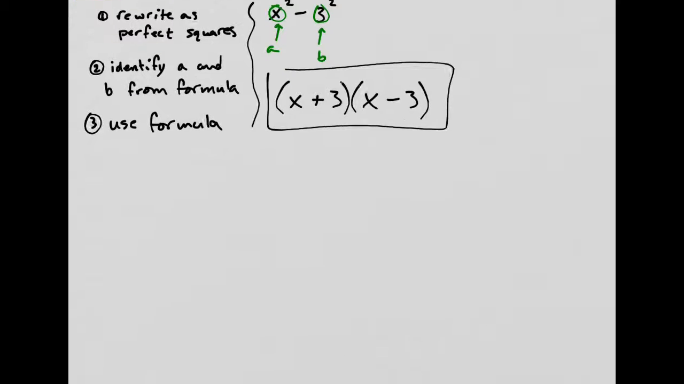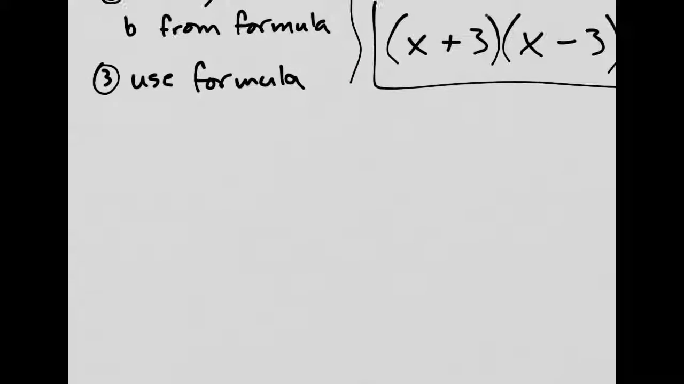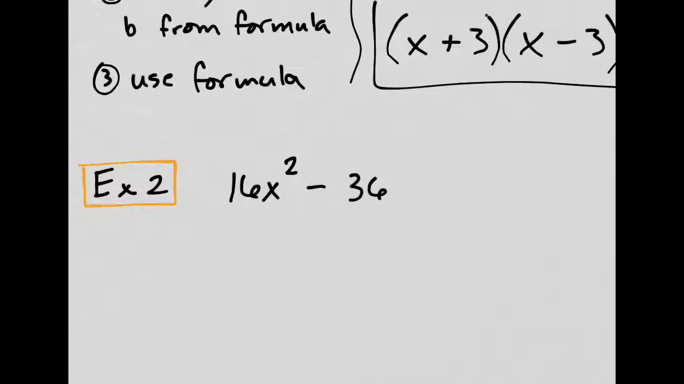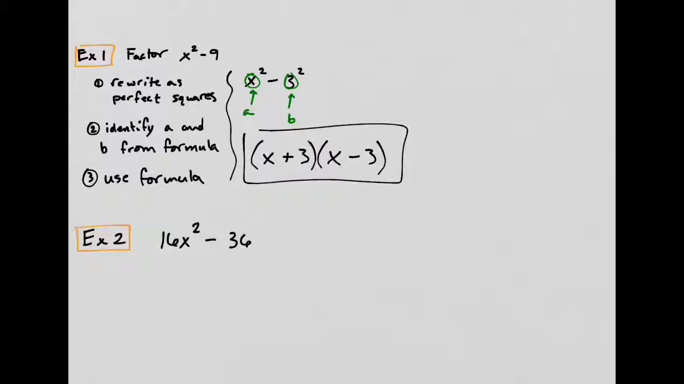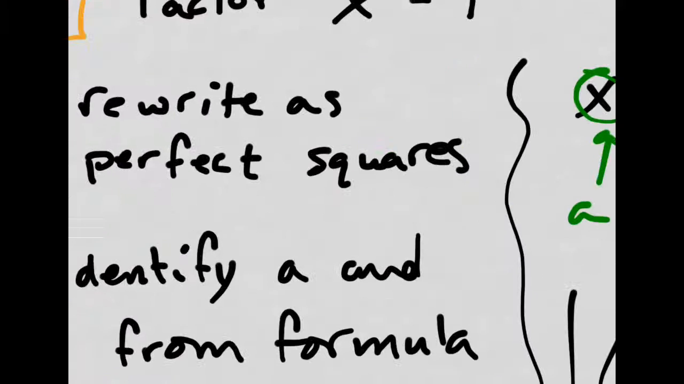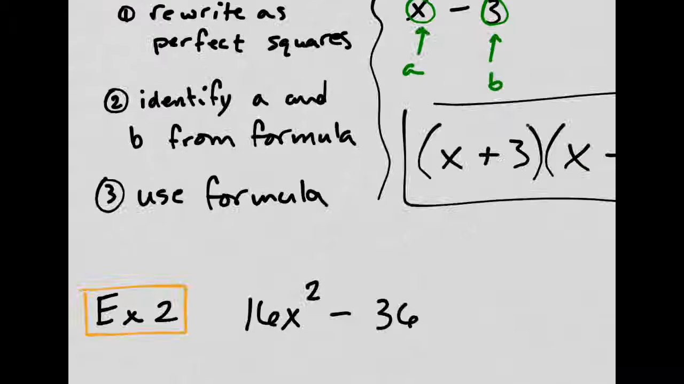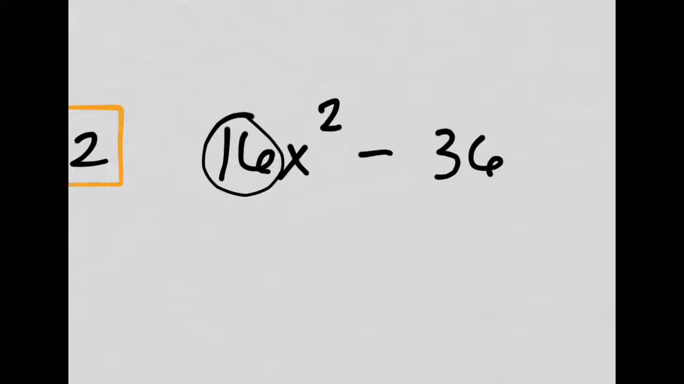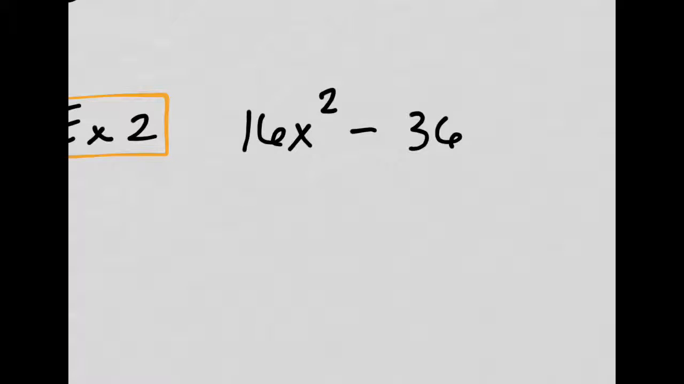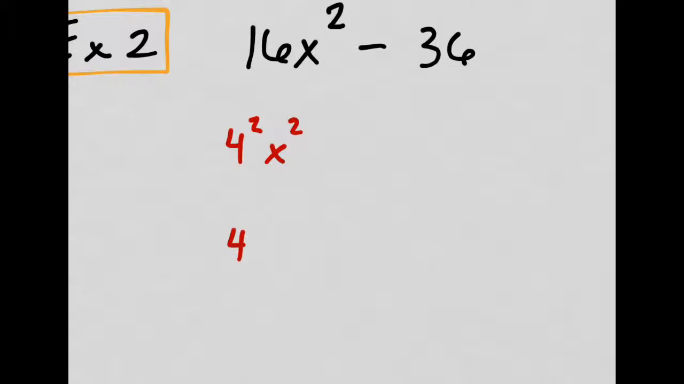It becomes really fast. I'll show you another example. So factor this. Well, again, we have to rewrite it as perfect squares. That's an important step. So here, 16 turns into 4 squared, right? And then we have the x squared. We need to write that as 4x quantity squared, because we would be able to distribute that, and then we get back to the original. So that's important to write that.